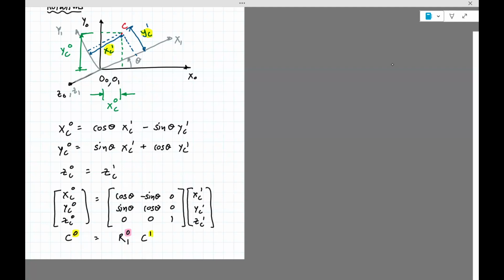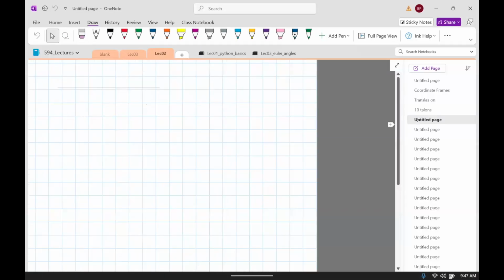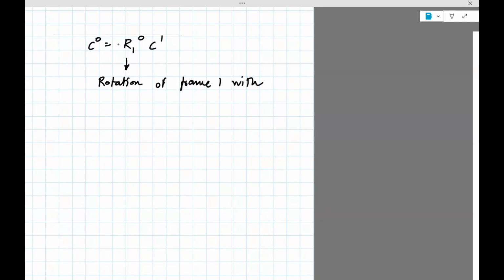Okay, and we'll get to multiple rotations. That is coming in the next part when we talk about Euler angles. But right now, just focus on one rotation about one axis. So let me expand on that. Let me write it down first. You'll have it in your notes. So R10, C1. This thing here is the rotation of frame 1 with respect to frame 0.